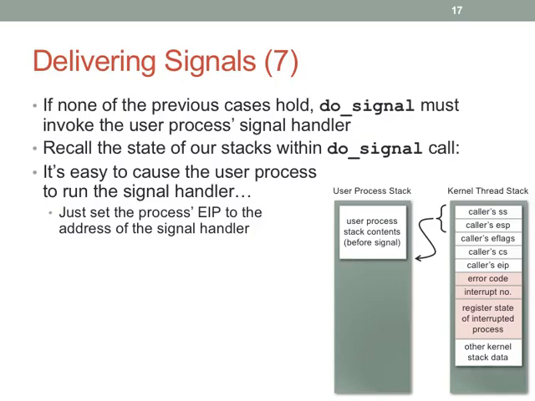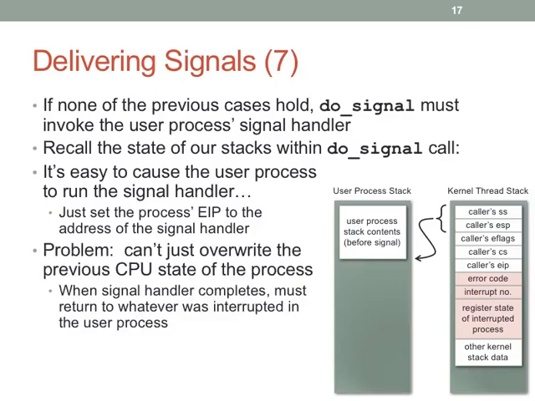Okay? So that's nice, except for the fact that we need to remember what code was interrupted by the signal. So we can't just go and change the machine context without remembering the original version of it. Because we need to be able to, once the signal handler exits, we need to be able to get back to the code that was interrupted. Okay? So like I say here, we can't just overwrite the previous CPU state.